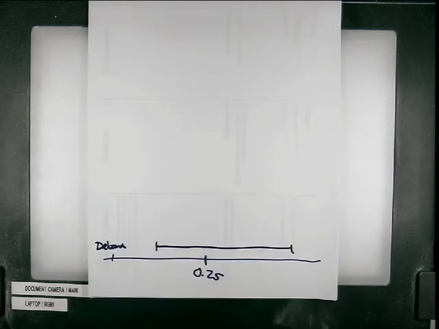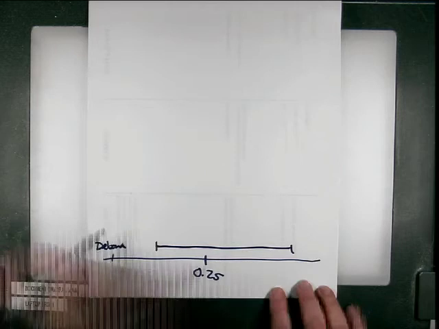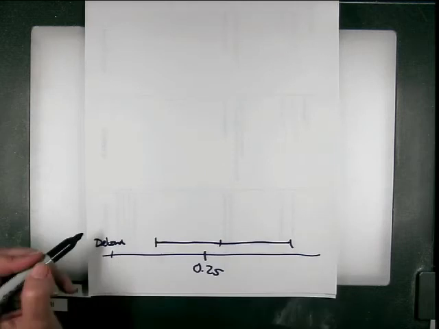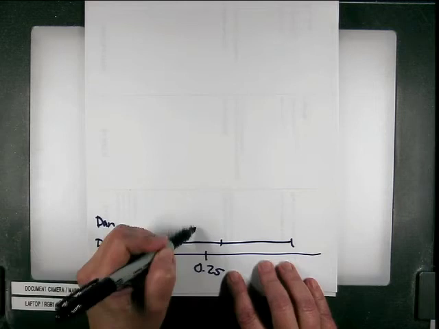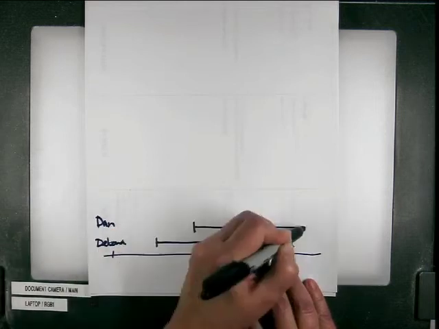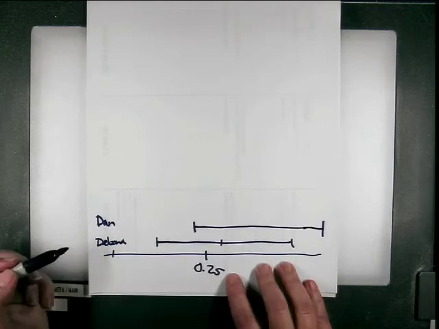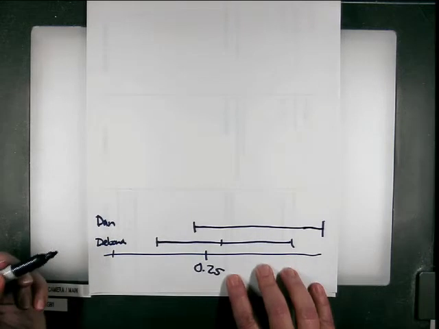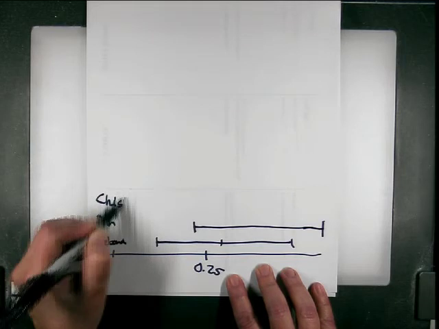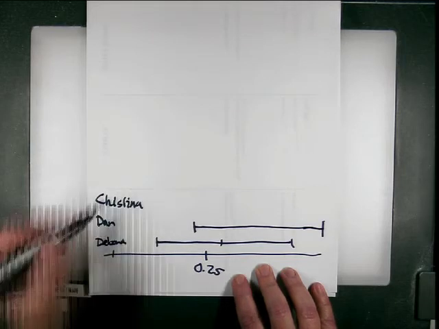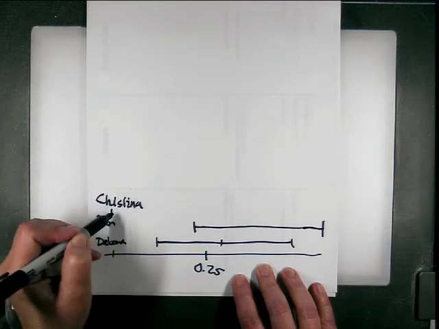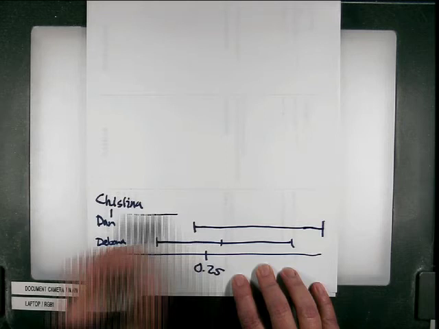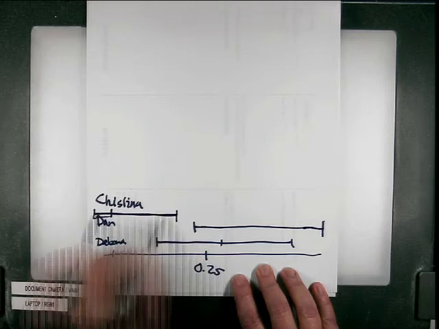Somebody else? Can you give me your name and your interval? Yes? Dan. 0.21. Okay. Somebody else? Name and interval? Yes? My name's Christina, and our confidence interval was negative 0.0453 to 0.1703. Okay. So, Christina, yours is below your name.